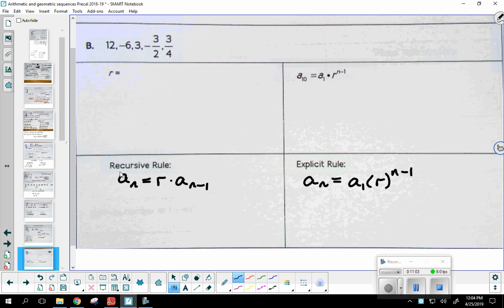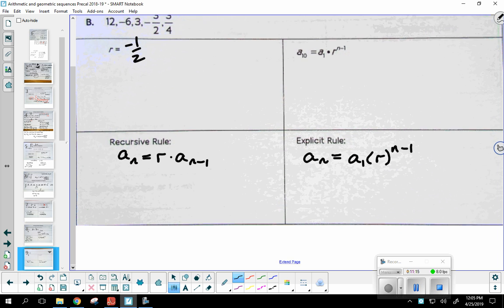Okay. So negative 1/2. There we go. Now, why don't we go ahead and get the rules down before we go ahead and find the 10th term? For the recursive, we really just need to fill in the one item that we just found. So I'm going to say a sub n equals negative 1/2 times a sub n minus 1. Okay, that's all there is to it.